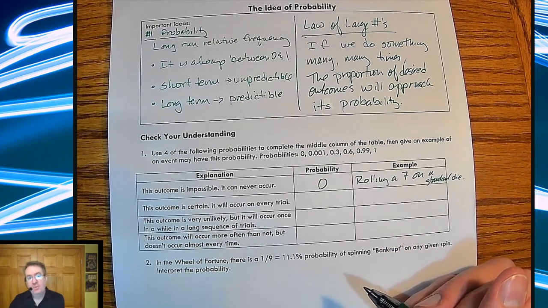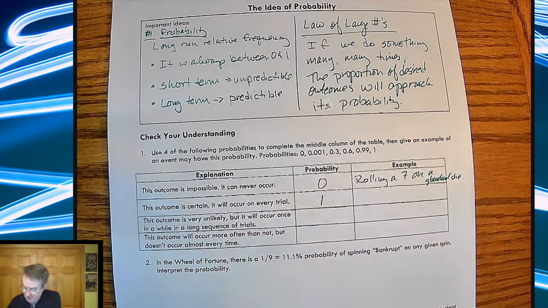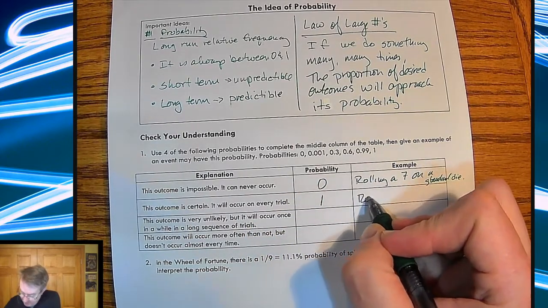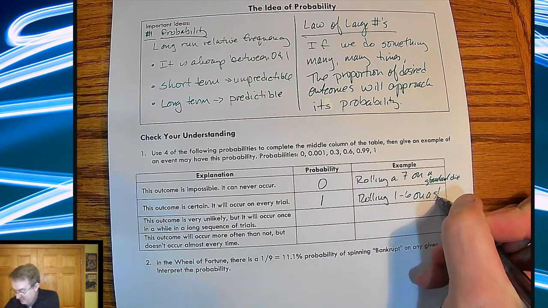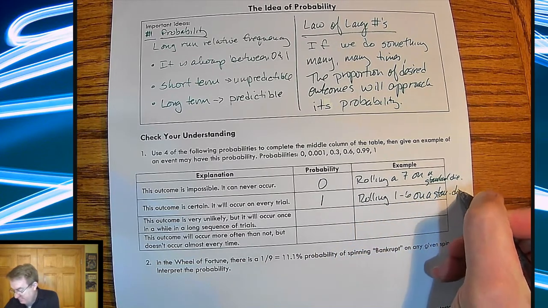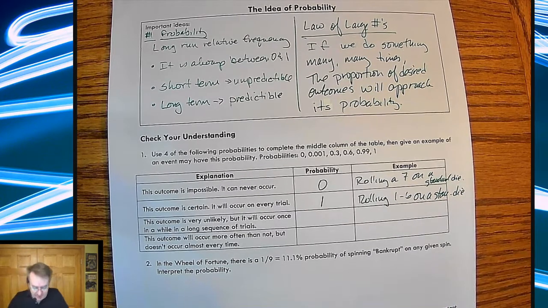Likewise, what's an outcome that always happens? That's going to be a probability of 1. So that'd be like rolling 1 through 6 on a standard die. Those are things that always happen.